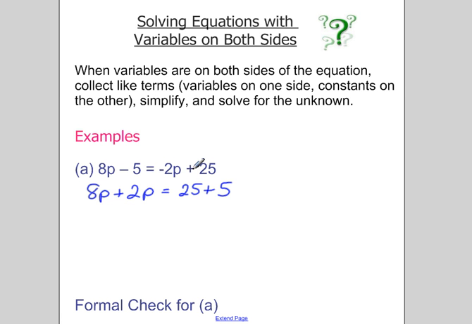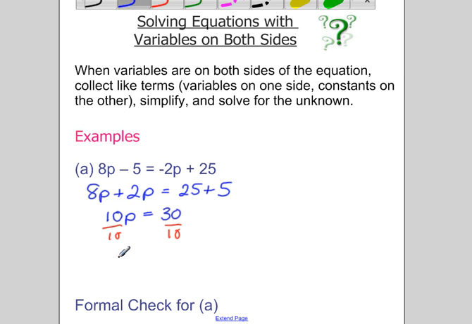This is probably the least amount of writing and eventually where you want to be able to go in terms of showing your work. So now all you have to do is simplify. 8p plus 2p is 10p, and 25 plus 5 is 30. And then to simplify, remember you divide both sides by whatever's with the variable, and your final answer will be p equals 3.